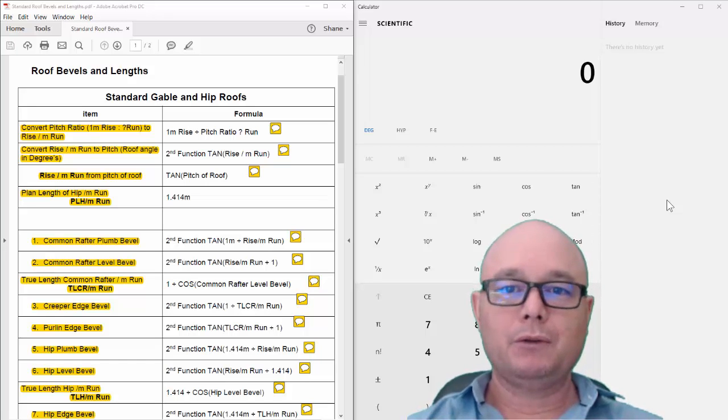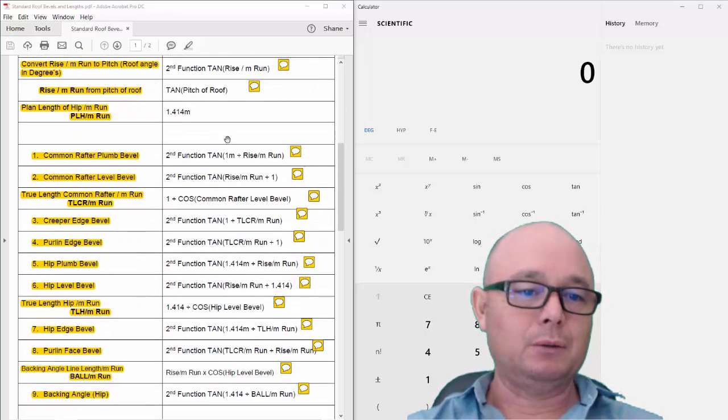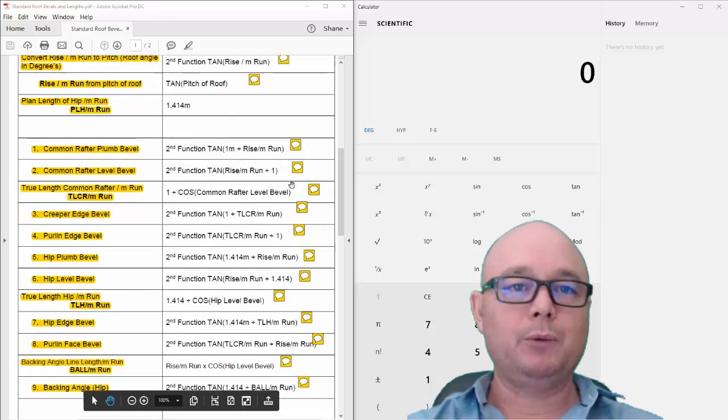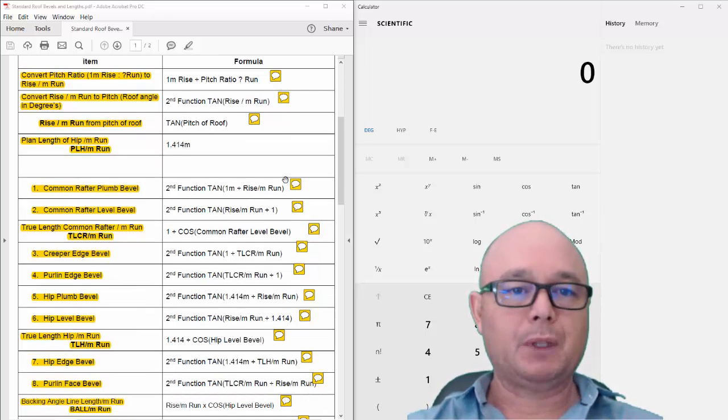Okay, so I'm going to continue on from the previous video, which was how to calculate gable and hip roof bevels. These are all the calculations that we did previously. We converted pitch ratio to rise per metre run, and so on down to the final bevel, which was the backing angle. We've got all these answers in place, and we will be referring to some of them for the next calculations when we need to determine the length of certain roof members.